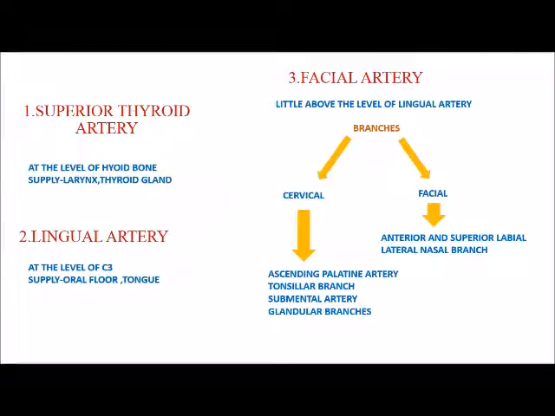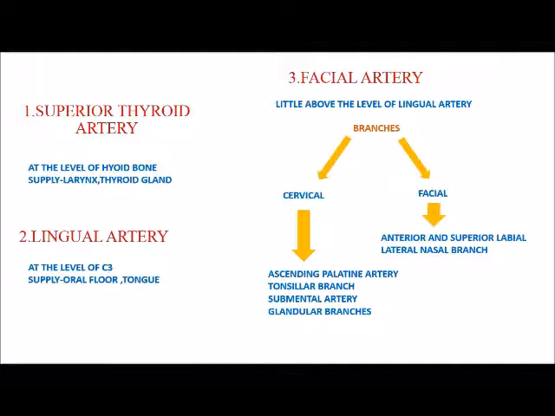First one, the superior thyroid artery. It's a branch at the level of hyoid bone. It supplies larynx and thyroid gland. The second one, the lingual artery. It's a branch at the level of C3 and as the name suggests, it supplies oral floor and tongue.